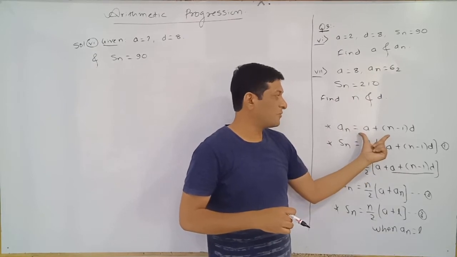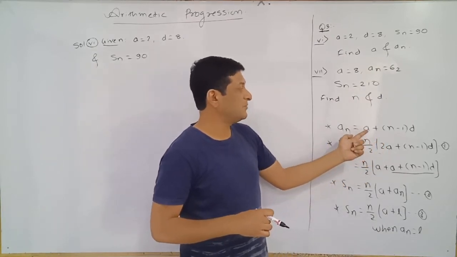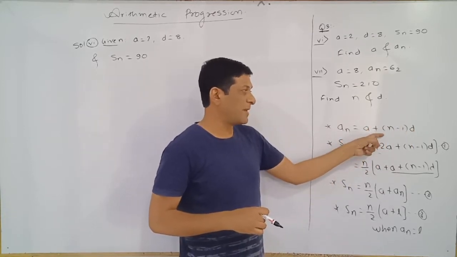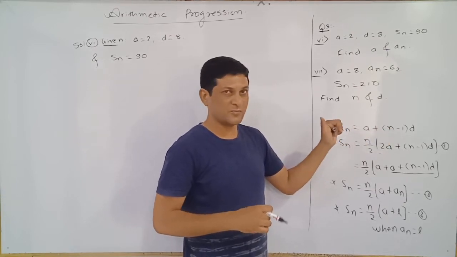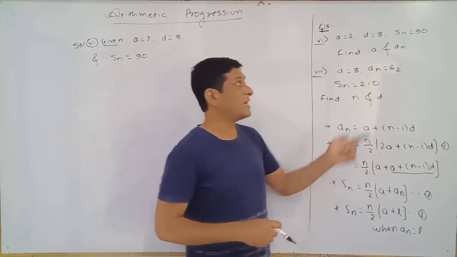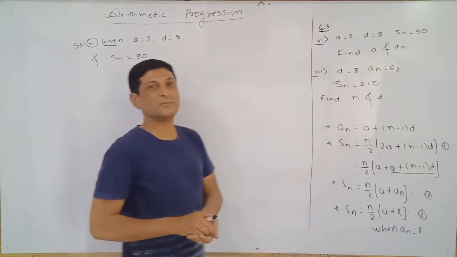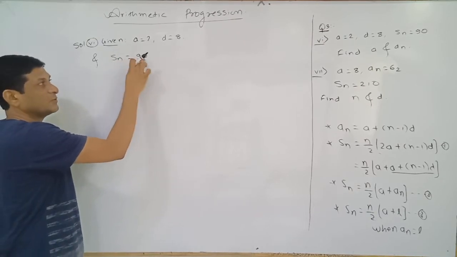Already we have a formula to find the nth term. Since a is given and d is also given, we are able to apply this formula. But to apply this formula, we will require the value of n, which is not given. So we are trying to find the value of n using this condition, that Sn is equal to 90.